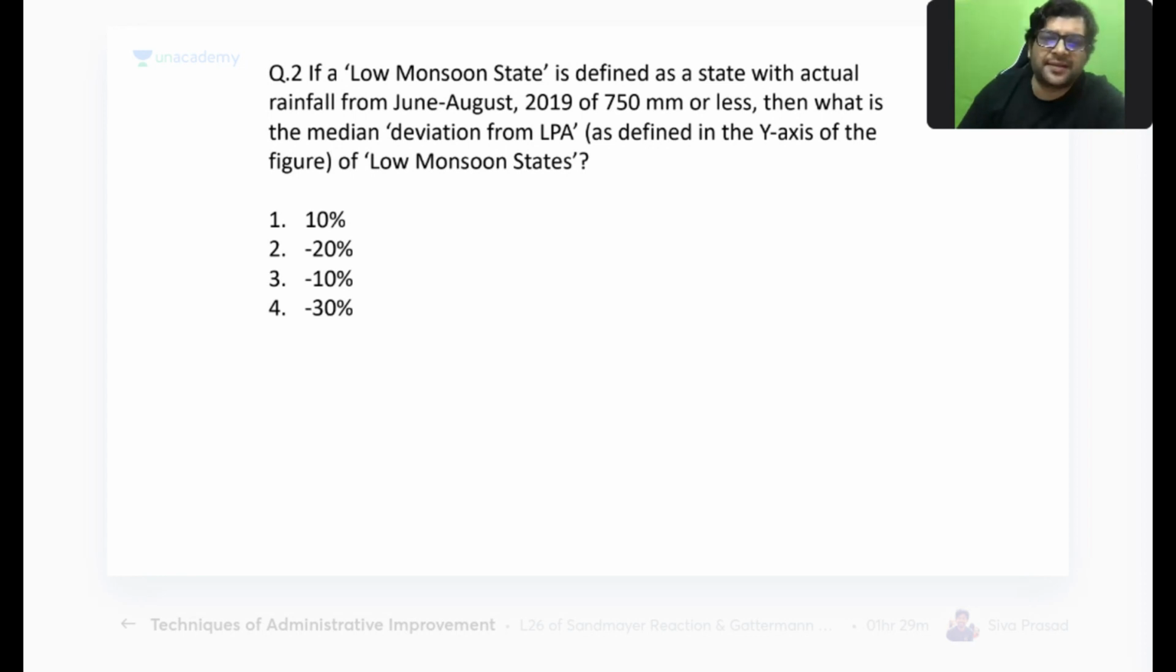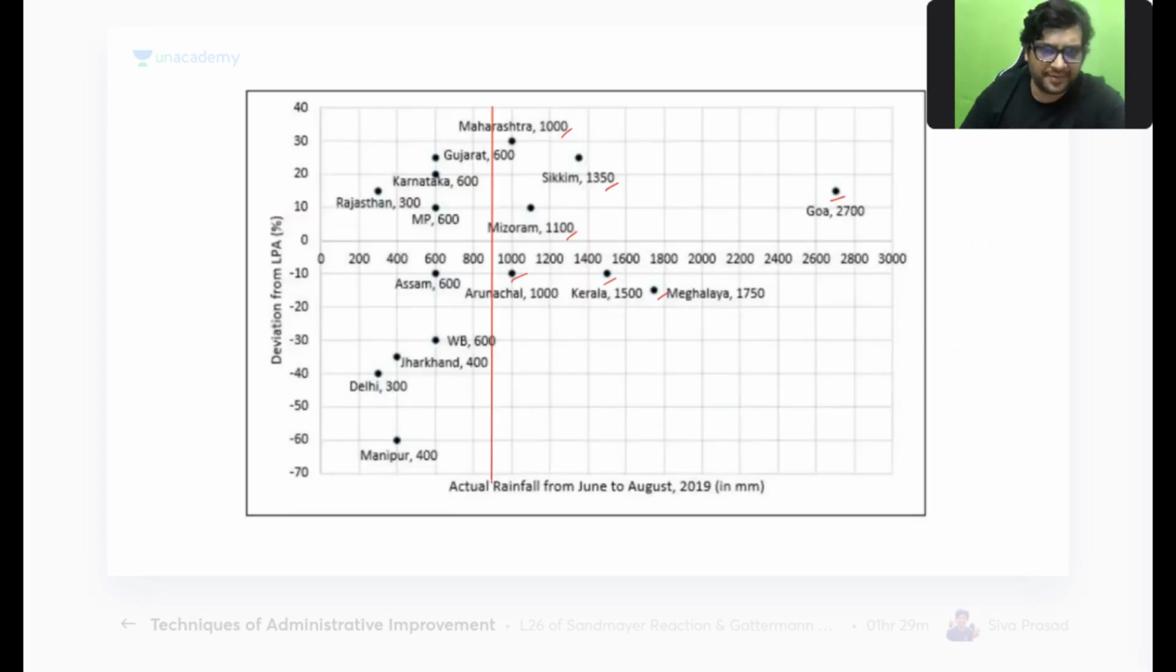If a low monsoon state is defined as a state with actual rainfall from June to August of 750 mm or less. So now I want 750 or less. So this is 600, this is 800, 750 will be somewhere here. Now I have Gujarat, Karnataka, Rajasthan, MP.